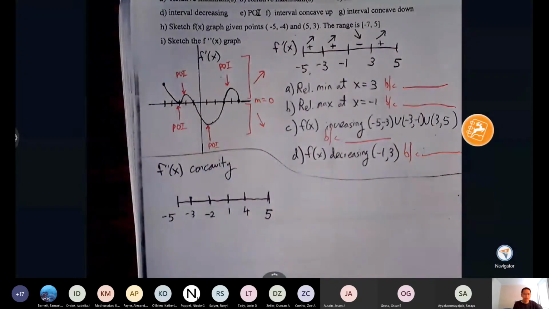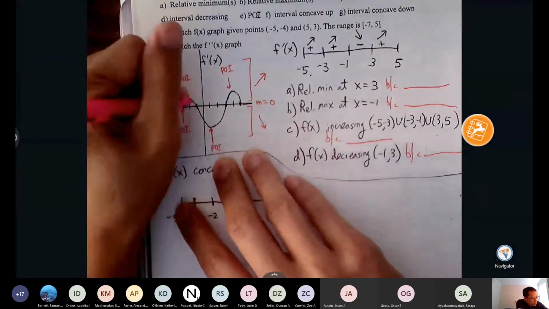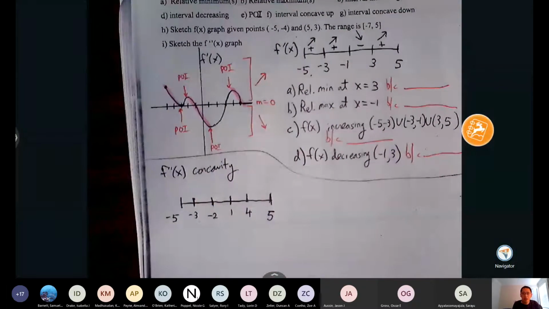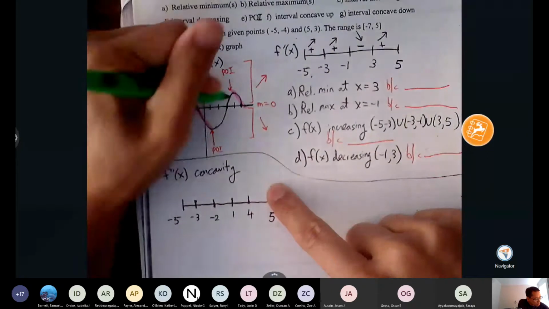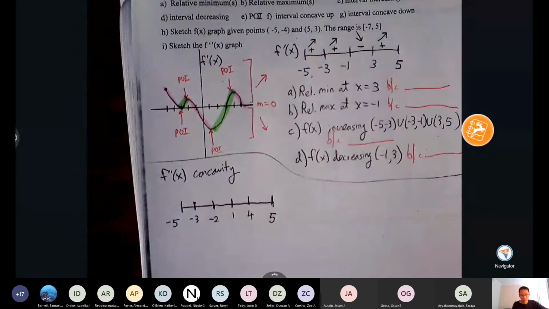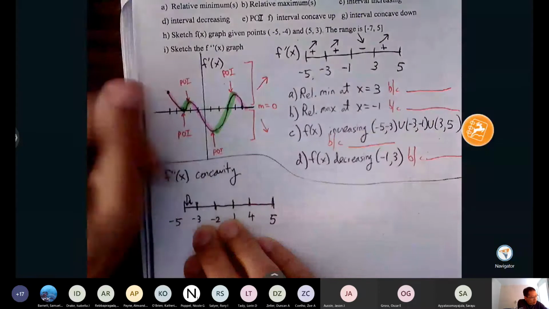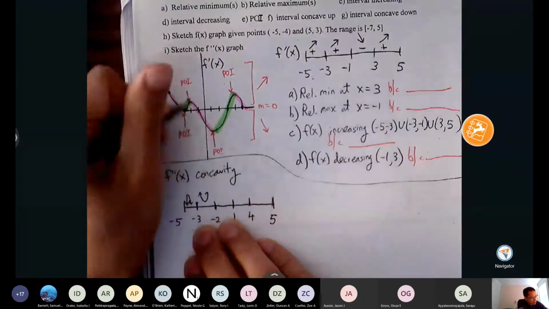So I'm going to use a highlighter so we can see things a little bit more clearly here. All the negative slopes, it's where you're going to be experiencing concave down on the original graph. Wherever there's positive slope, it's where we're going to be experiencing concave up. So negative slope, concave down. Positive slope, concave up. And they'll keep alternating, right?